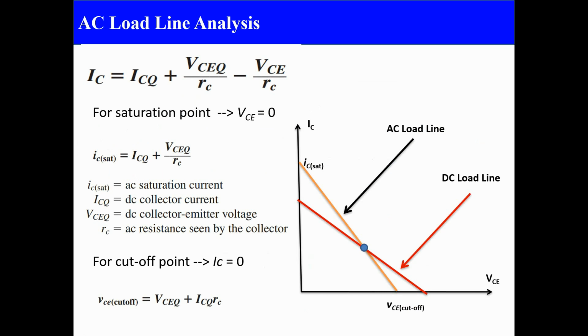So let's see how. To find the saturation point, saturation means on the y-axis voltage is 0, so VC is 0. When we set VC to 0, we get IC saturation, this one, right? For the cutoff point, on the x-axis current is 0, so when we set IC to 0, we get VC cutoff, that is VCQ plus ICQ into RC. This way we get these two extreme points of the AC load line, right? This you have to remember.